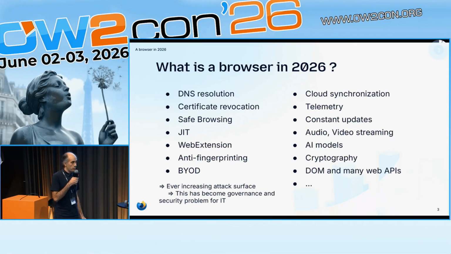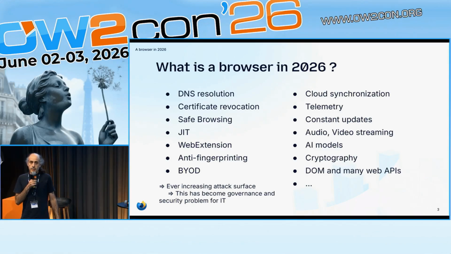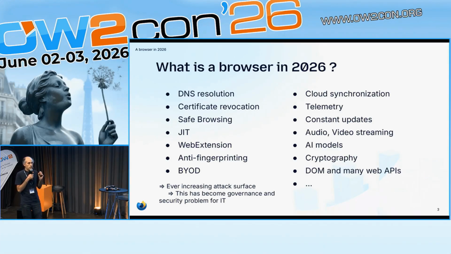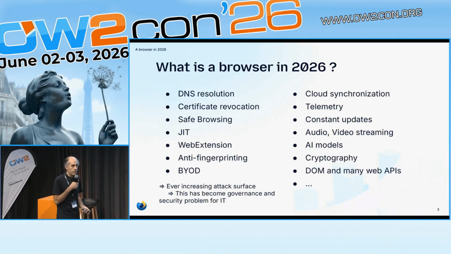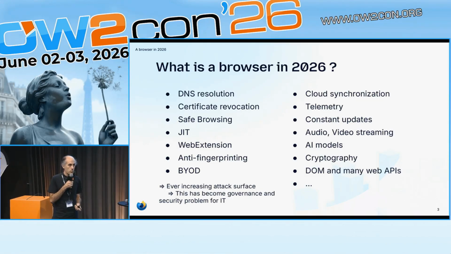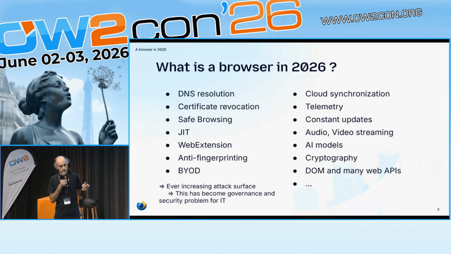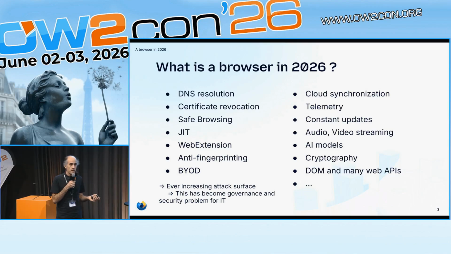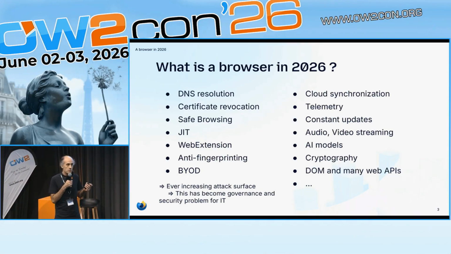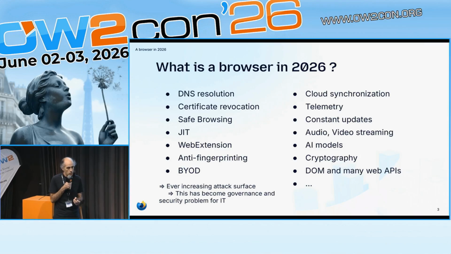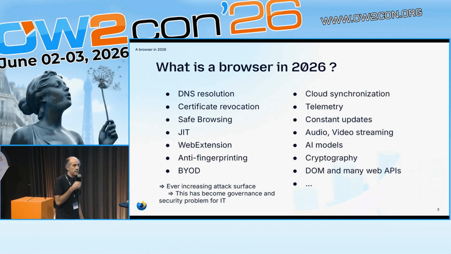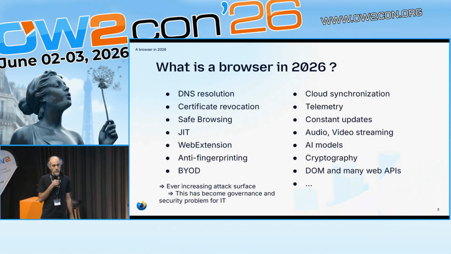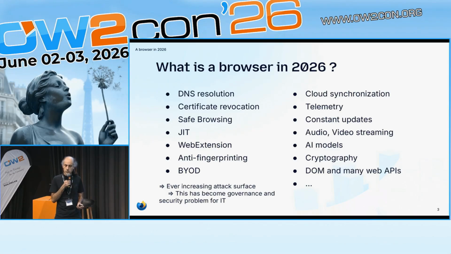So what's inside the browser as of today? A long time ago, a browser was just about rendering a bit of text, then we added images, and then we added sound, and then we added video, and now we have DNS that is being performed by the browser, even if some network people are probably not super happy about that. We have certificate revocation that has landed not so long ago to make sure that what you think is secure is actually secure. We have safe browsing to make sure that you are not browsing websites that are trying to steal your data or trying to deceive you.